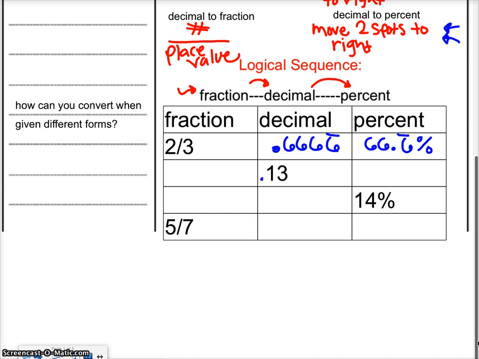Okay, the next one I'm given a decimal, 0.13, and I need to turn it to a fraction and a percent. So to convert from a decimal to a fraction, right here it tells me I should do the number, which is 13, over the place value. It looks like I'm in the hundredths, so 13 over 100 is it as a fraction. And as a percent, I need to move it 2 spots to the right. That would be 13%.